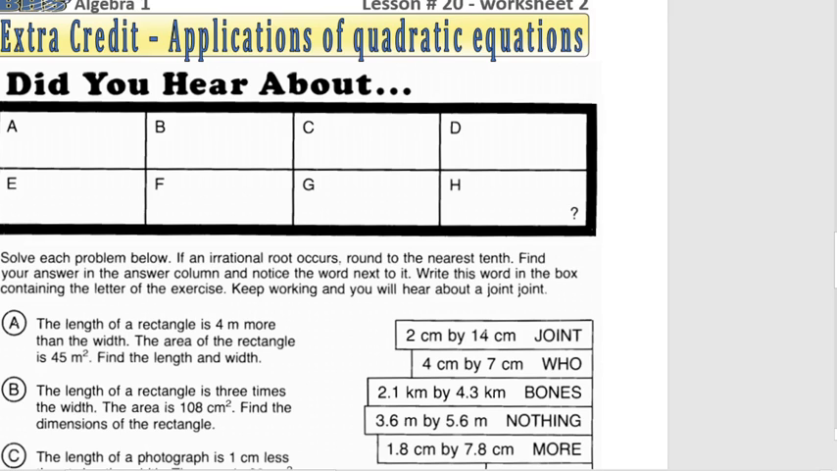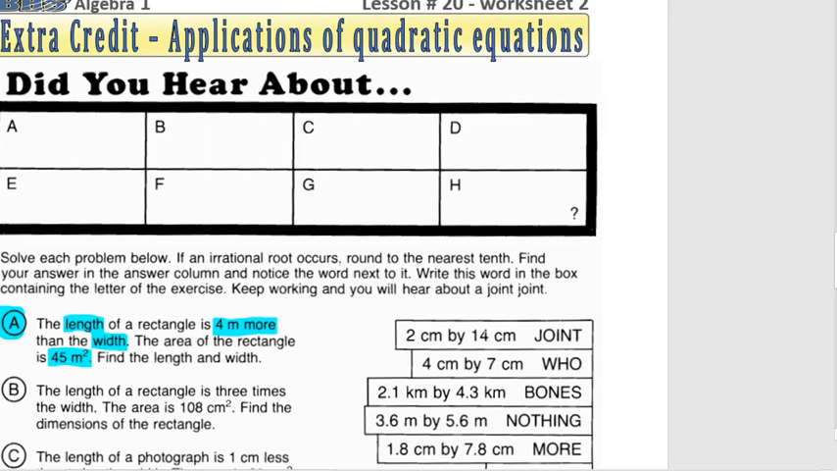So taking a look at the first one, A here. The length of a rectangle is 4 meters more than the width. So we're working with length and width. And then we know that the area is going to be 45 square meters.